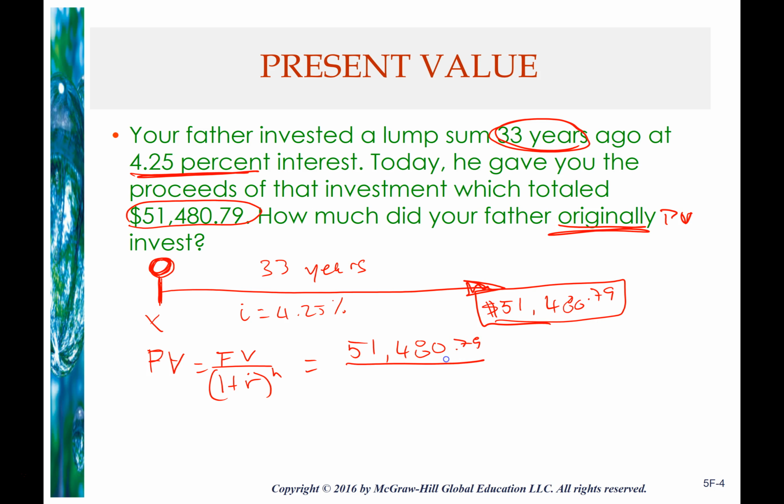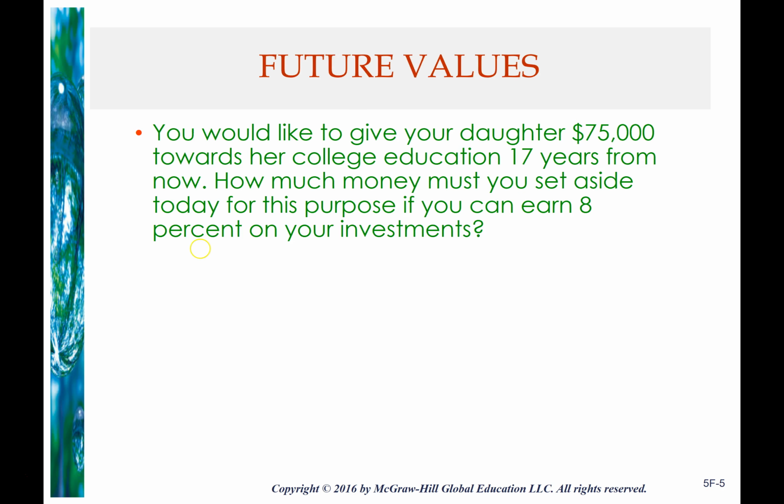Simply $51,480.79 was invested, or is the proceeds on this account, 33 years from the day he put in the original amount, right? Over 1 plus, what's the interest rate? 4.25%. And what's the period? It's 33 years, right? Do we have any indicators here? You invested 33 years ago at 4%. Today he gave you the proceeds. Look, originally, how much did your father invest?